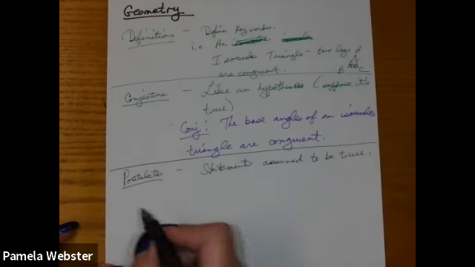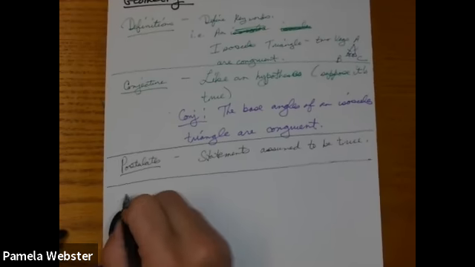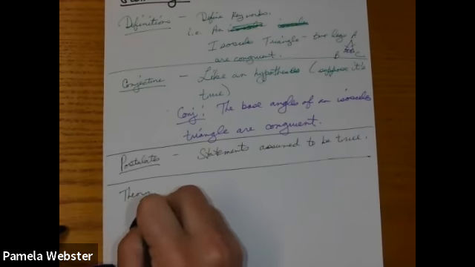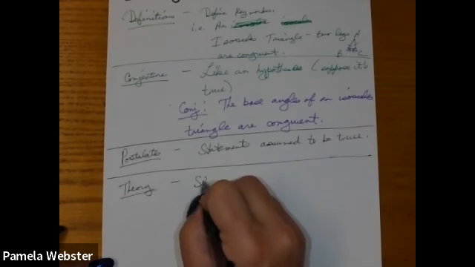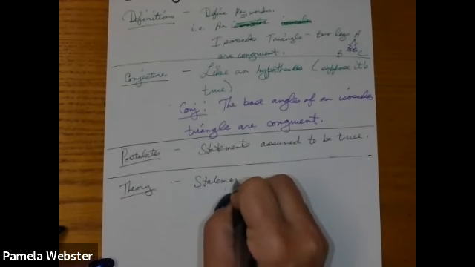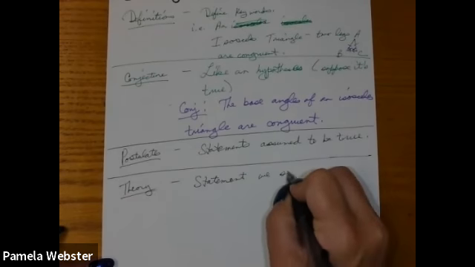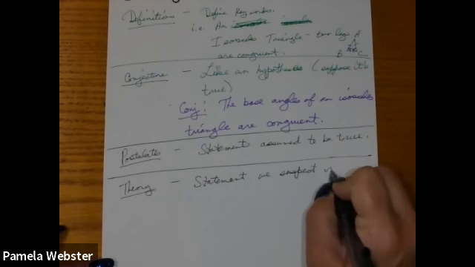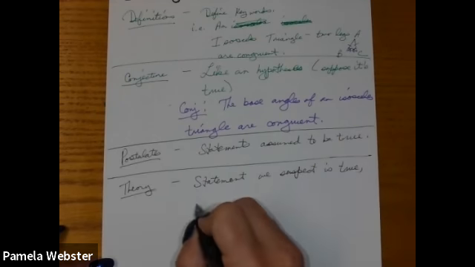And the last one is a theory. This is a statement that's suspected to be true, but it needs proven.